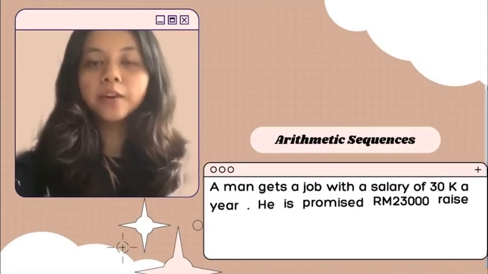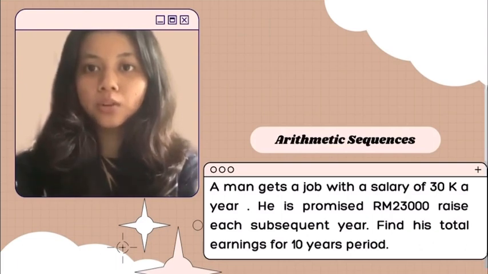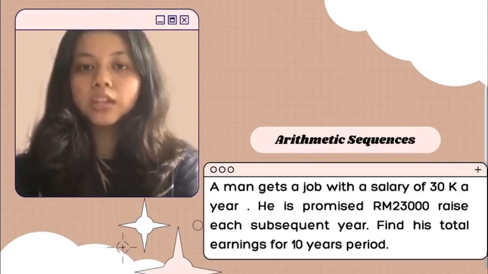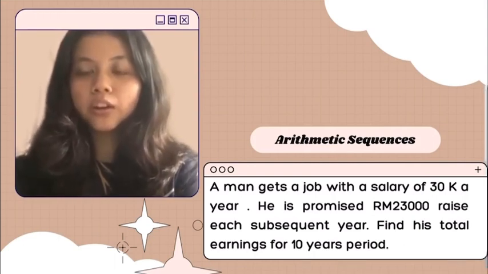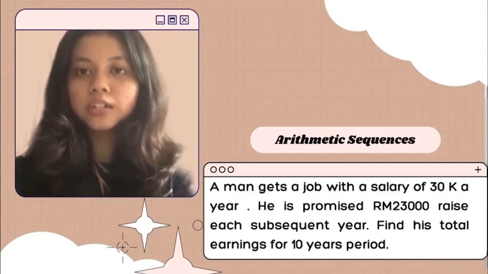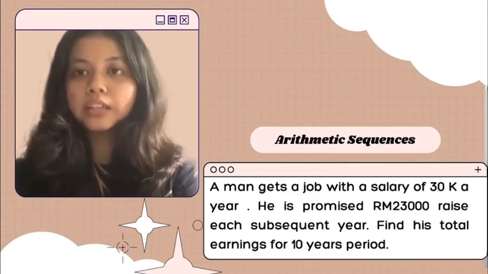Hi, I am Afrina. Today I'm going to show the usage of arithmetic in daily life, as shown in the questions below. First, this question relates to arithmetic sequences. If a man gets a job with a salary of RM30,000 a year, he is promised an RM2,300 raise each subsequent year. Find his total earnings for the next 10 year period.